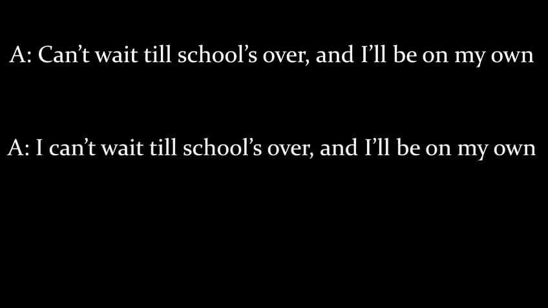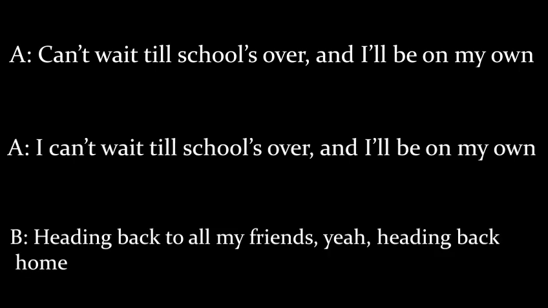That's our first verse. Now, second verse might be line A. Can't wait till school's over and I'll be on my own. Then you repeat that. I can't wait till school's over and I'll be on my own. Then you have an answering statement, B. Heading back to all my friends, yeah, heading back home. Okay? So that is AAB form. As I say, it's the most common of the 12-bar blues forms, but it's not the only one.